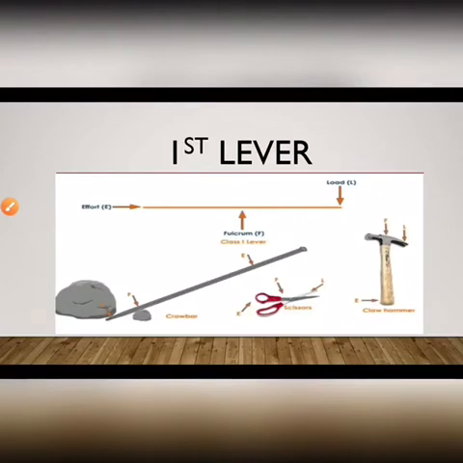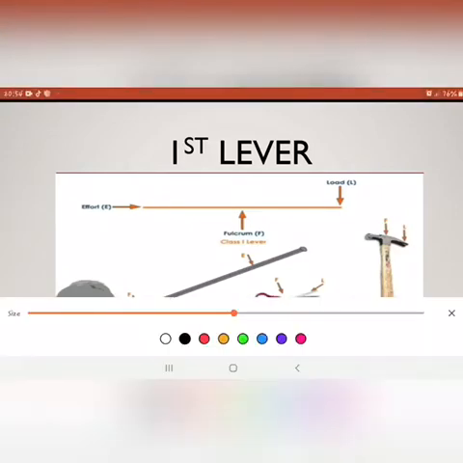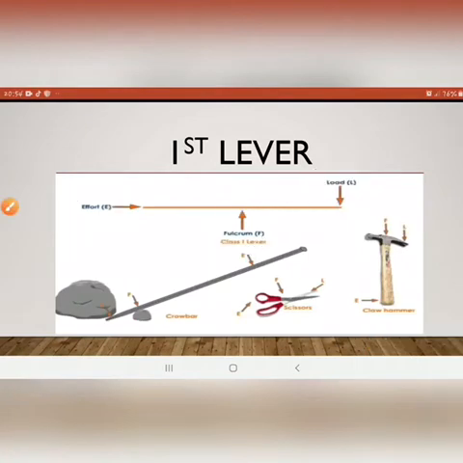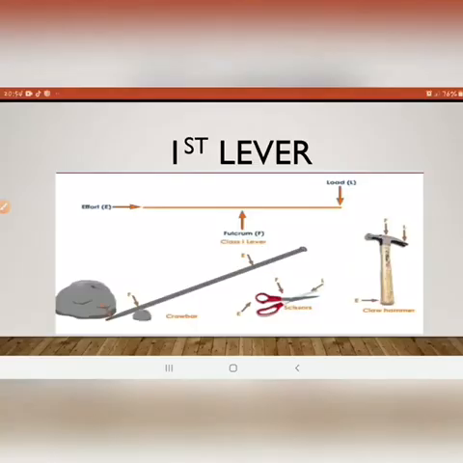Now, let us understand the different types of levers based on the relative positions of the load, fulcrum, and the effort. In class 1 lever, the fulcrum is in between the load and the effort. A crowbar, a scissors, and a claw hammer are some of the examples of class 1 lever.